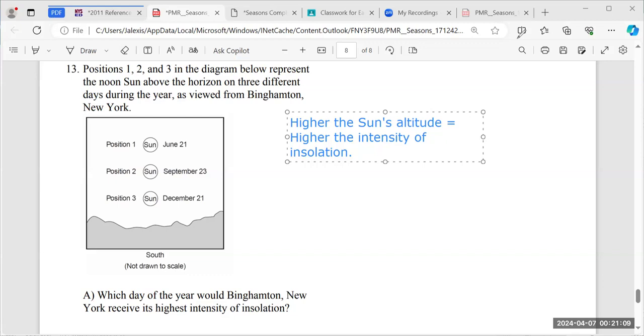Okay? So which day would you get the highest intensity insolation? It has to be the same day that you get the highest altitude from the sun. And so that day is going to be June 21st in New York. June 21st is my answer. Which day of the year? Or if you were to say the summer solstice, that's fine as well. But yeah, the day of the year is June 21st.